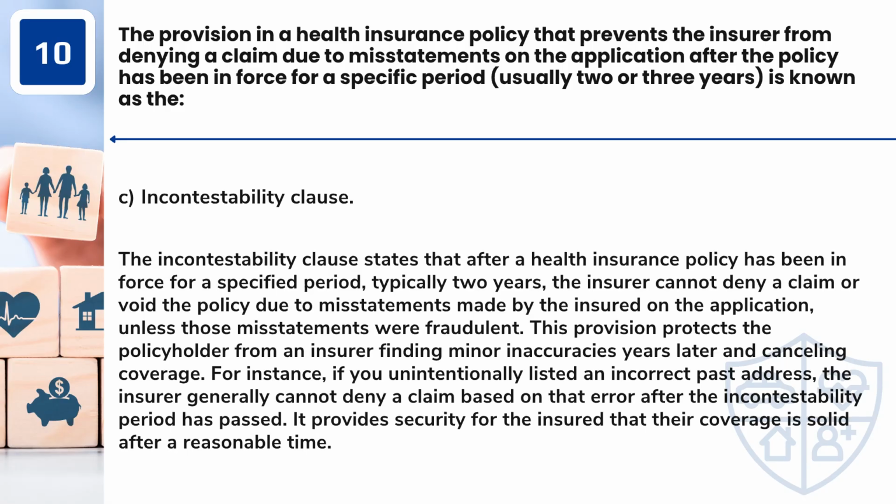Answer: C. Incontestability clause. Explanation: The incontestability clause states that after a health insurance policy has been in force for a specified period, typically 2 years, the insurer cannot deny a claim or void the policy due to misstatements made by the insured on the application, unless those misstatements were fraudulent. This provision protects the policyholder from an insurer finding minor inaccuracies years later and canceling coverage. For instance, if you unintentionally listed an incorrect past address, the insurer generally cannot deny a claim based on that error after the incontestability period has passed. It provides security for the insured that their coverage is solid after a reasonable time.